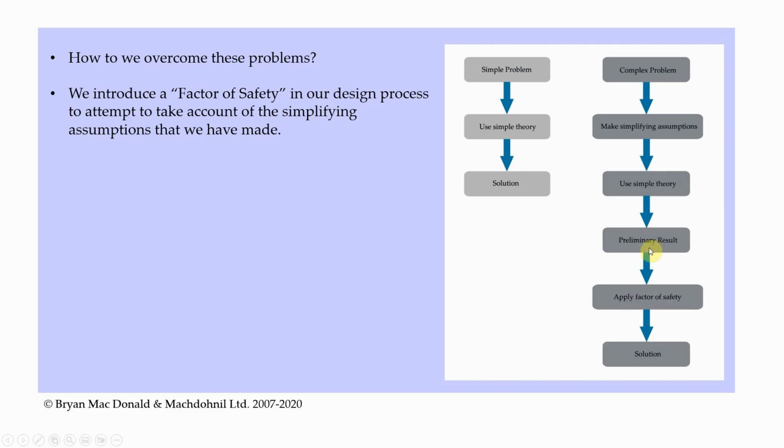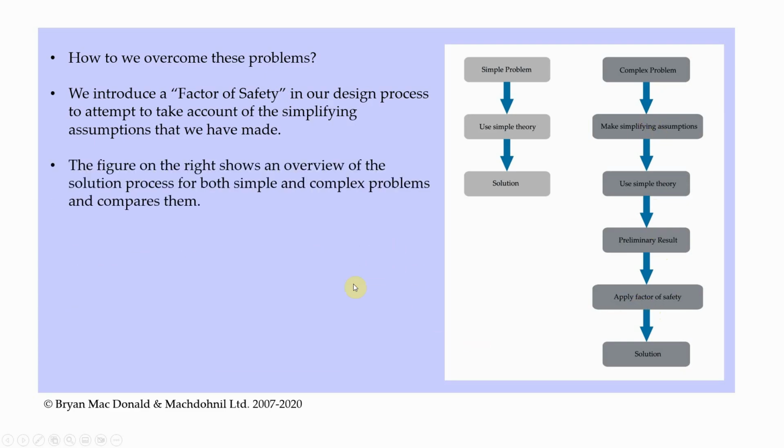So let's say our preliminary result tells us that the maximum load the beam can withstand is 100 newtons. What we would do is apply a factor of safety. We'd divide that by 2. If we were going to give this beam to a customer, we'd say, well, actually, you can only apply 50 newtons to that because we've made so many assumptions. We're not confident it can actually carry that 100 newtons. So this shows the overview of the simple and the more complex problems.